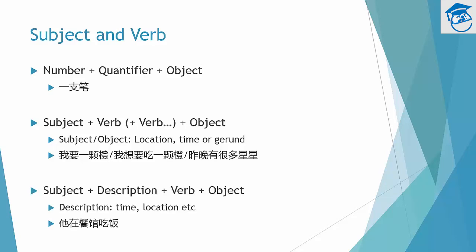Next one. Whenever you want to add description to the subject, verb, object grammar structure, it is always placed in front of the verb. The description can be time, location, and a lot more that can be used to describe the verb. The sample sentence I have here is 他在餐馆吃饭. Okay, 在餐馆 is the description of the location of the verb. So here are all the grammar rules for subject and verbs.